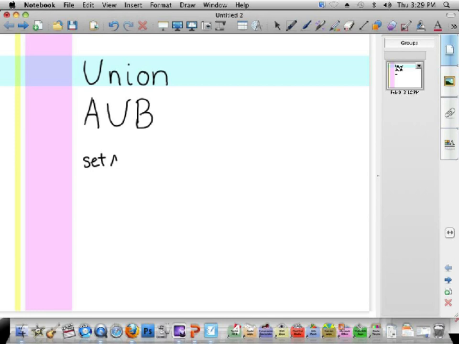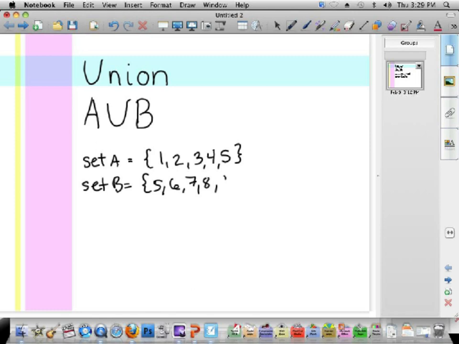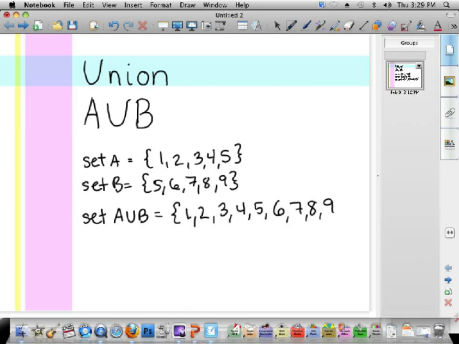So let's start off with a simple example. Let's say you have the set A, which consists of the elements 1, 2, 3, 4, and 5. Then you have the set B, which consists of 5, 6, 7, 8, and 9. Therefore, the union of A and B is 1, 2, 3, 4, 5, 6, 7, 8, and 9. So it's pretty simple. It's basically just the two sets included.